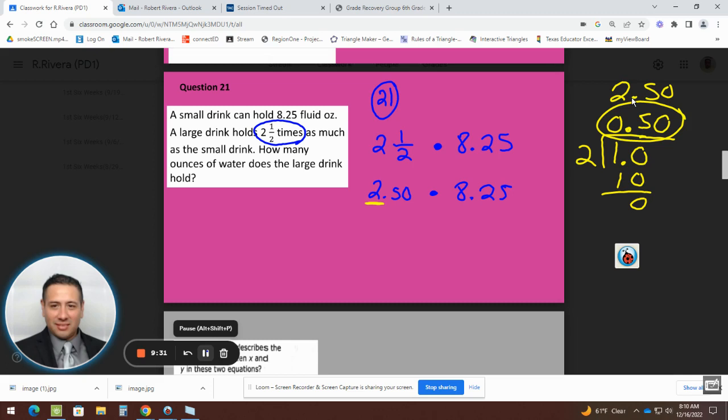Now I'm ready to multiply. When you multiply decimals, you treat them like wholes because they're easier.